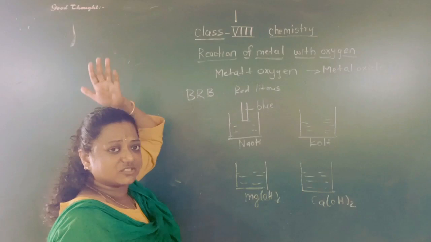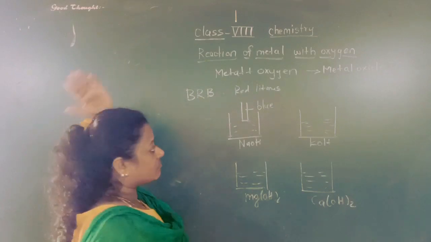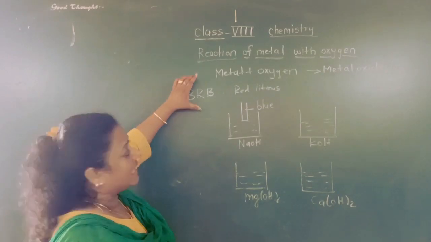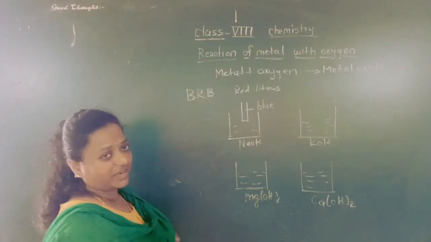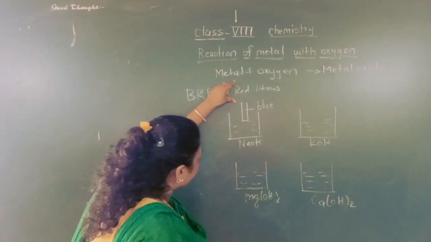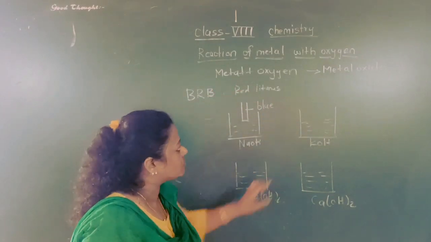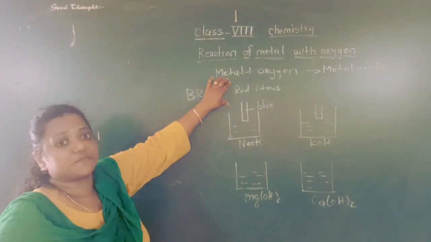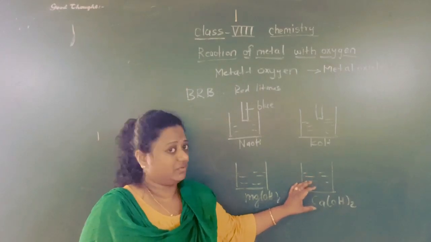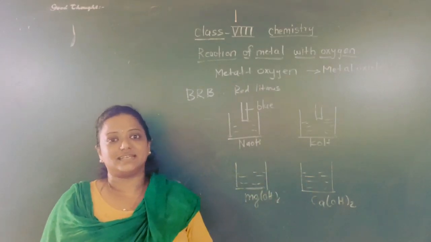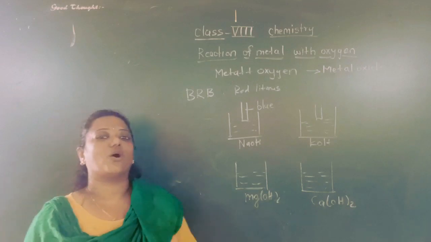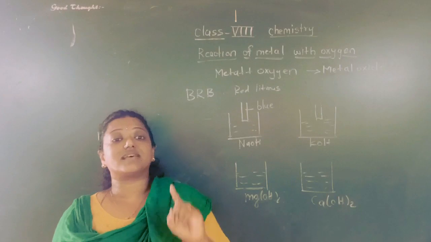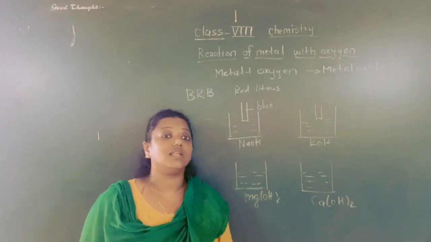Whenever we learn the acids, bases and salts lesson, that time it will be very easy for you. BRB. This B stands for what? Bases turn red litmus paper blue, right? So what happens when we put red litmus paper into these 4 solutions, students? This red litmus paper will turn blue, right? What does it indicate? Metallic oxides are always basic in nature. Understood?